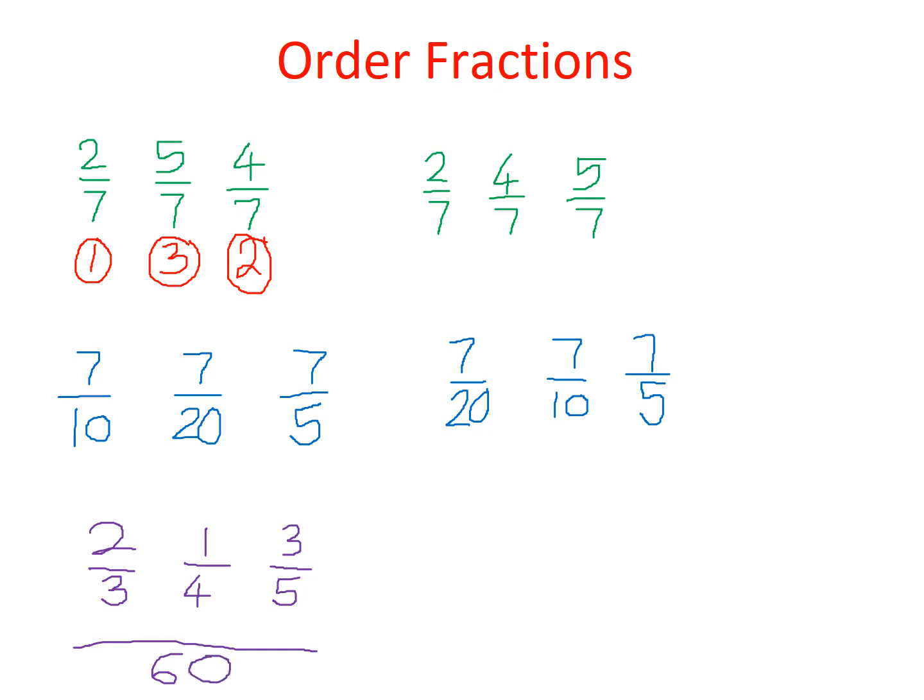So what's the next step? Next step is you divide 60 by 3, the first denominator. And what do you get? You get 20. Multiply the 20 by 2, and that gives you 40. Okay. So we have 40 here.